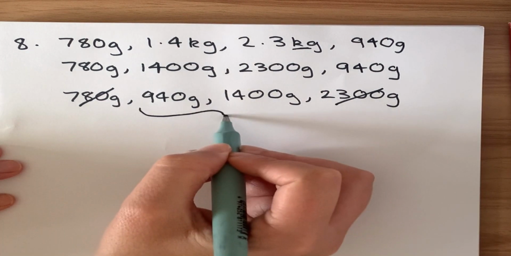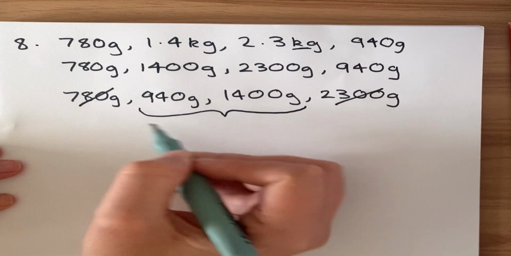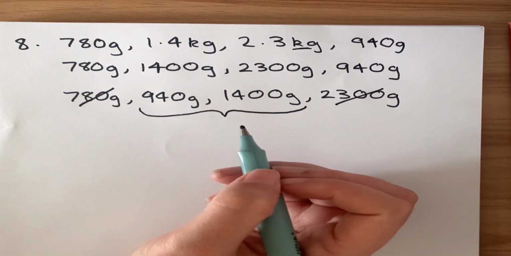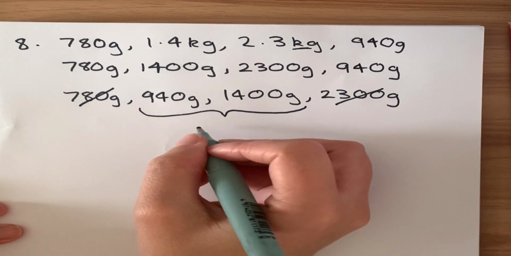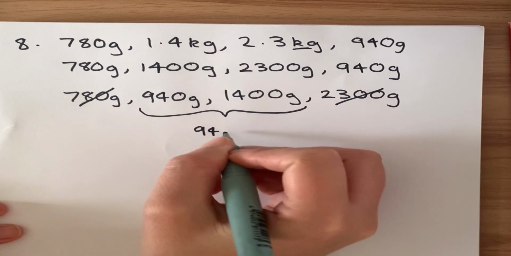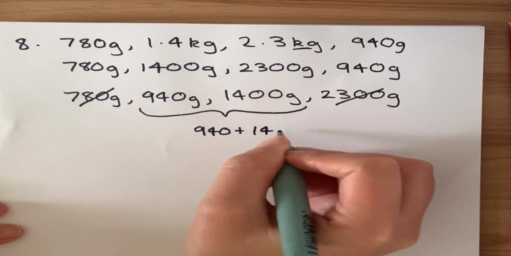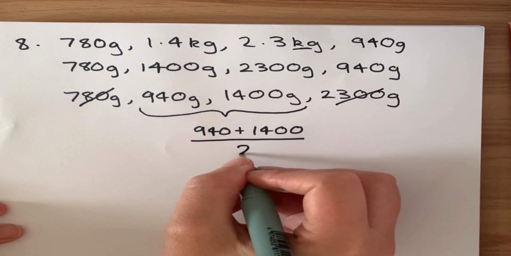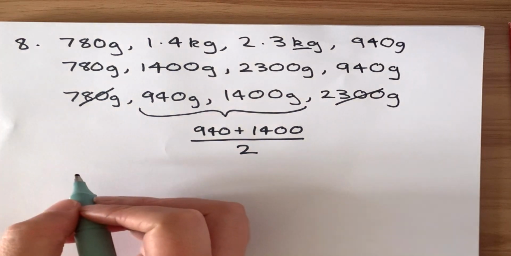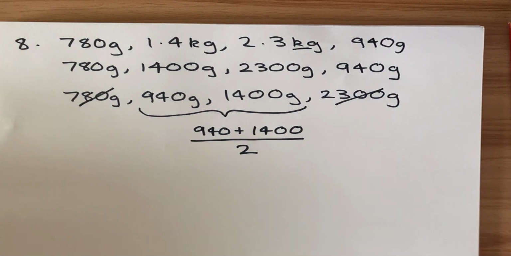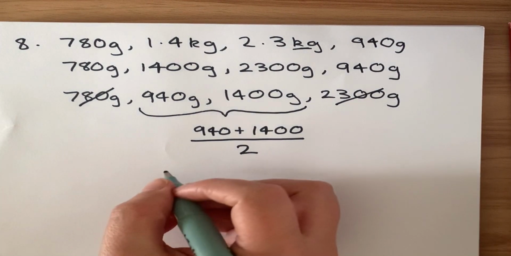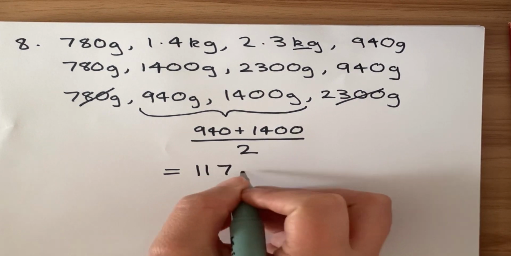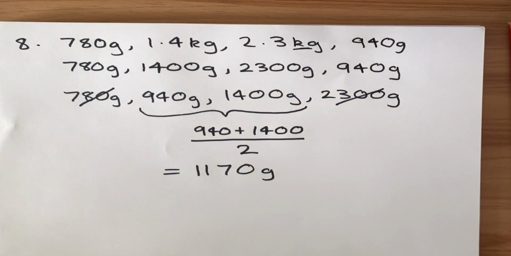So that just means that we need to find the average of these 2 scores, or the mean of these 2 scores. The way that we do that is we just add up the scores, find the sum of the scores, and then divide it by the number of scores, which is 2. So in this case, our median is going to be the average of these 2 scores, which is 940 plus 1,400 divided by 2, which is 1,170 grams. That's our median score.